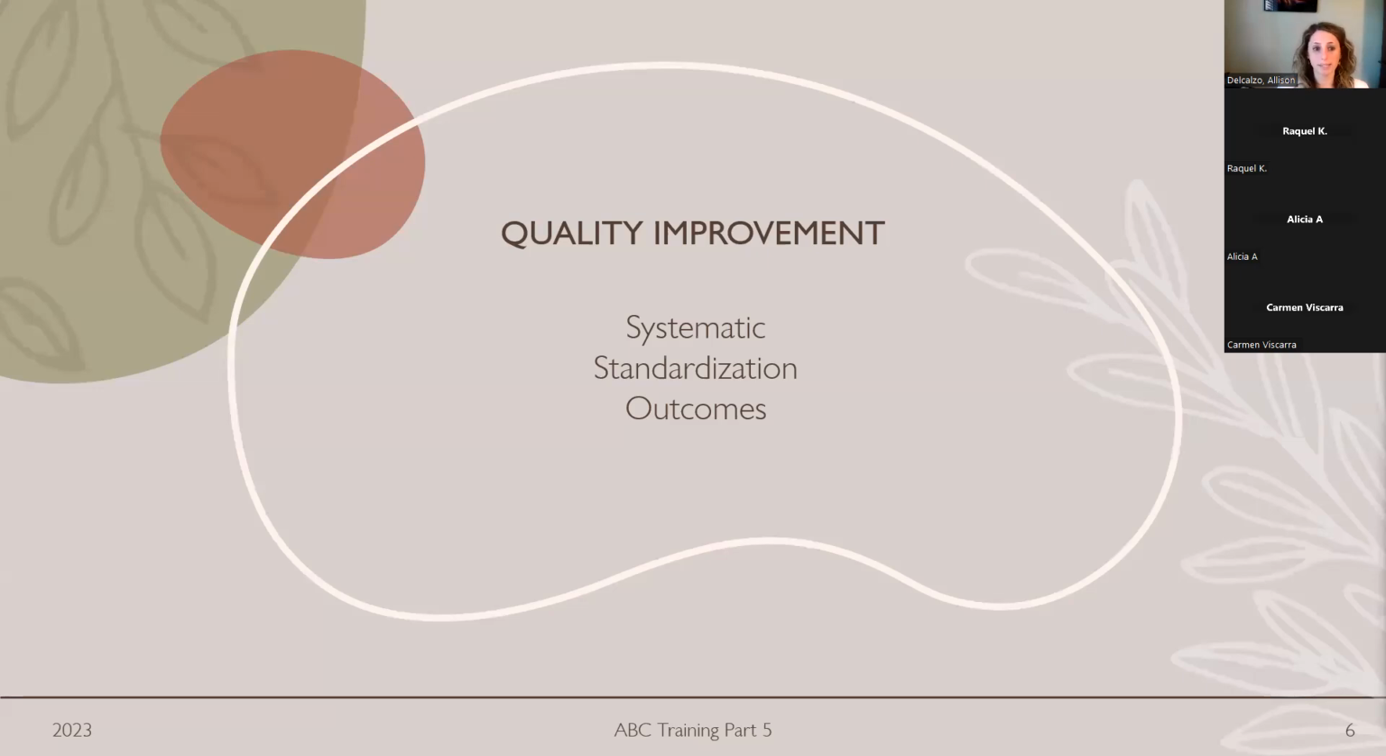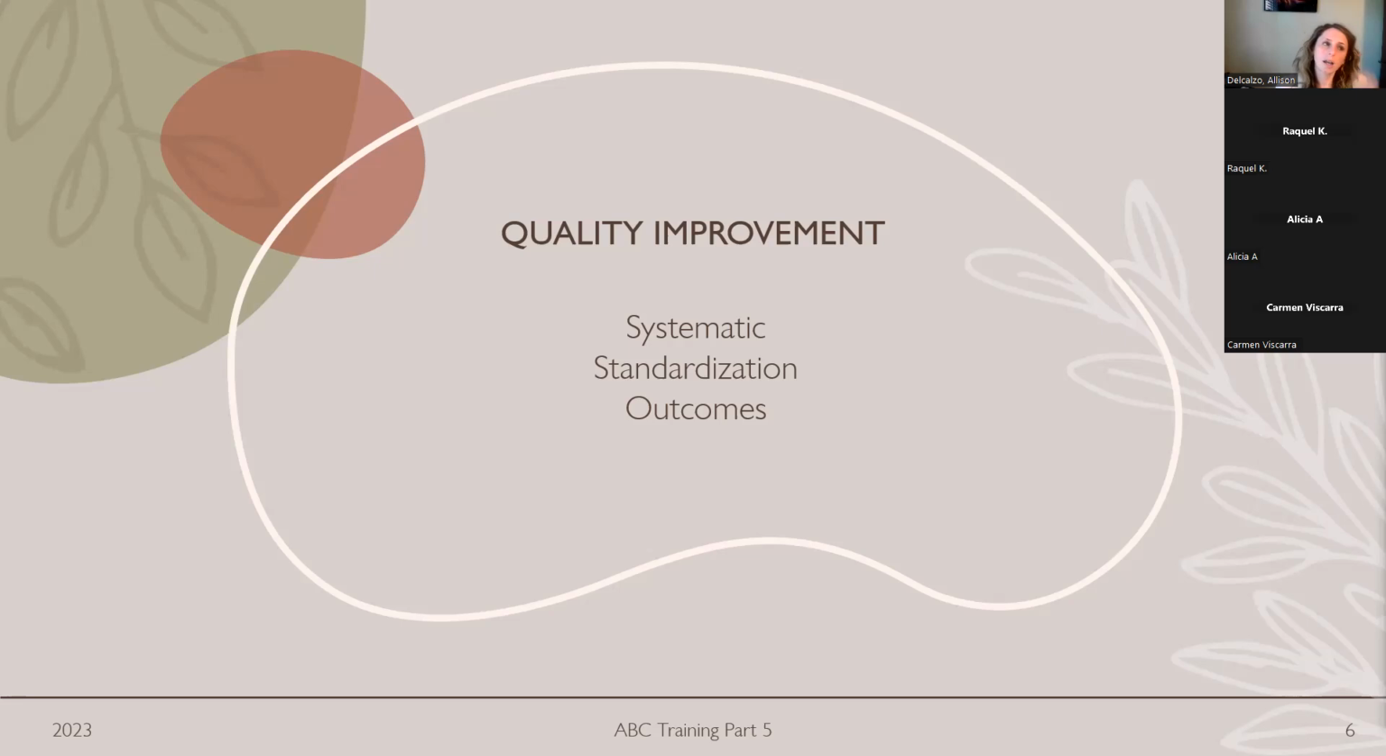But the main element is data. And that's actually our next slide. But really, you need to have a process for improving processes. Another thing I think about is standardization. So when we do quality improvement, if we find something that works, we try to replicate or standardize across similar areas. And then the last thing is outcomes.